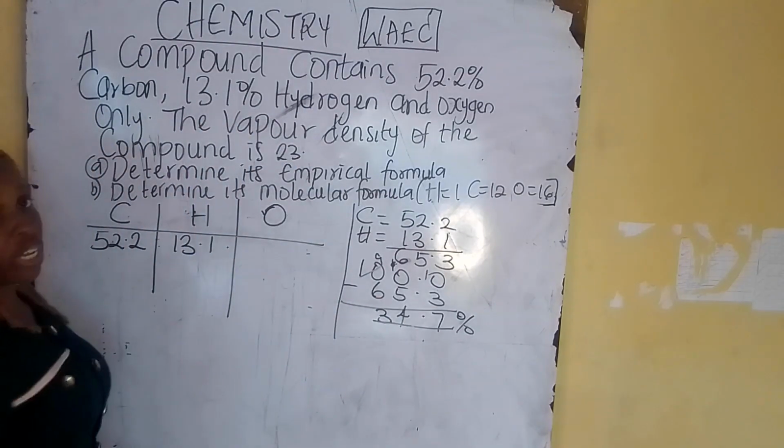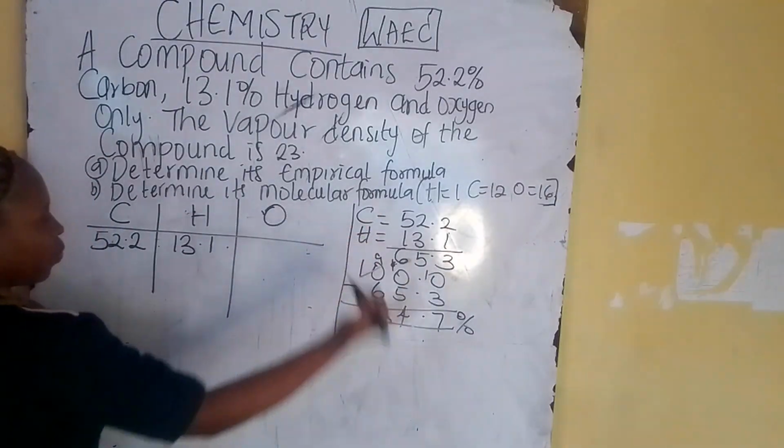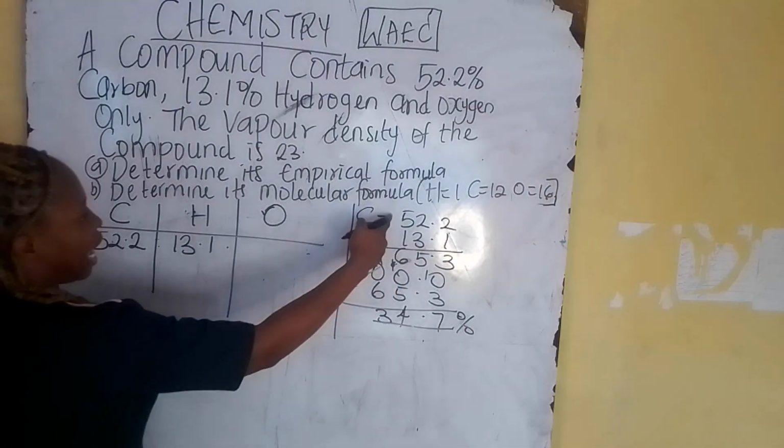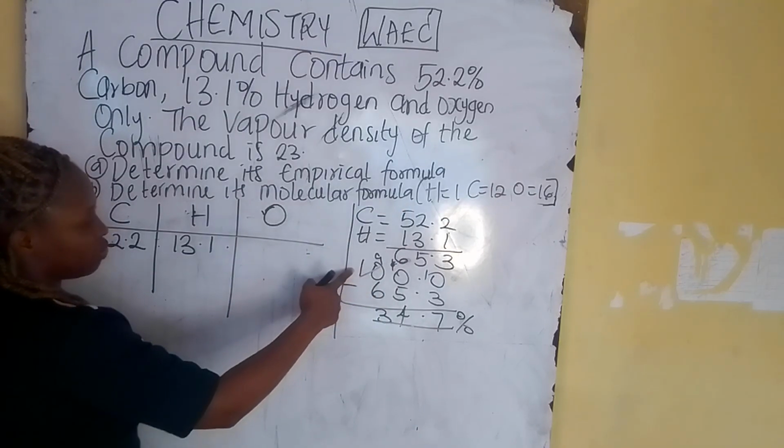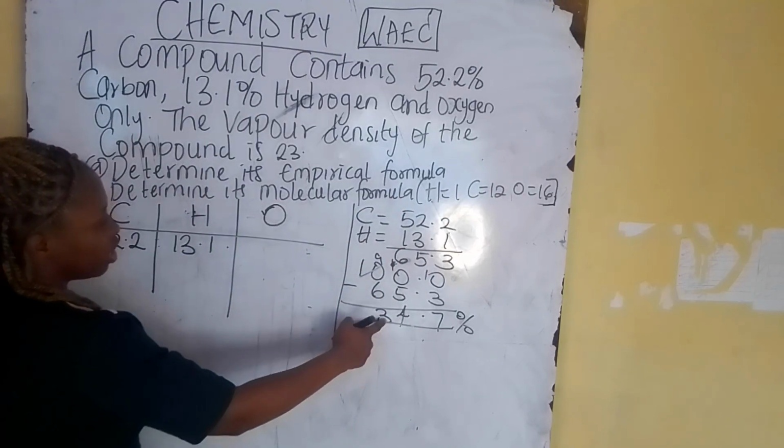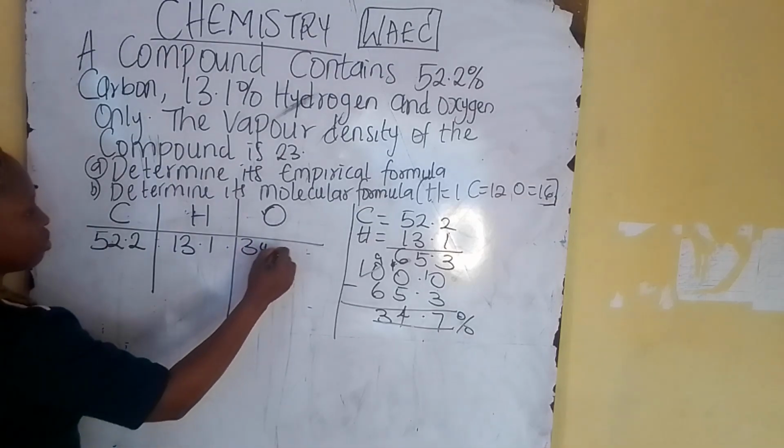Remember from the question, we are not given the value for oxygen. So we had to find the value for oxygen by adding that of carbon and that of hydrogen, and we subtract it from 100 to give 34.7%.